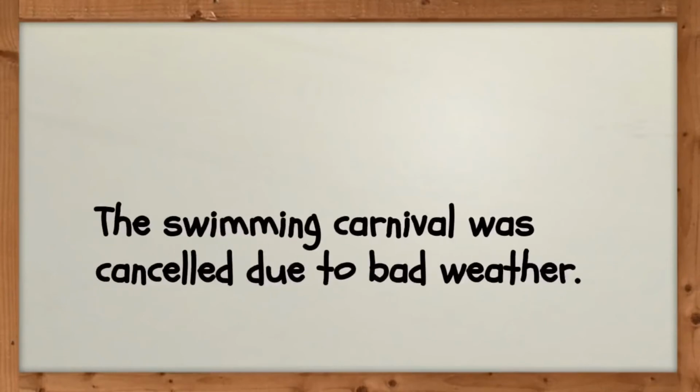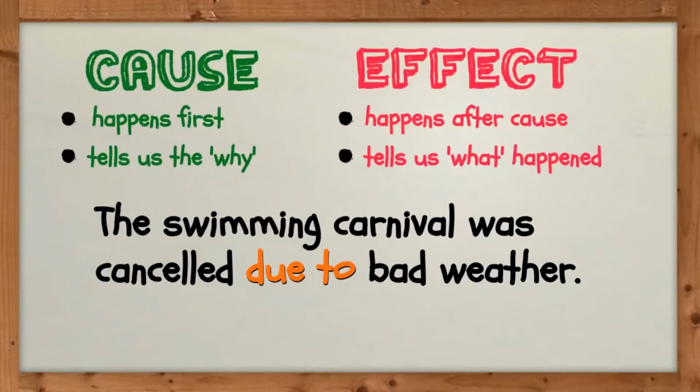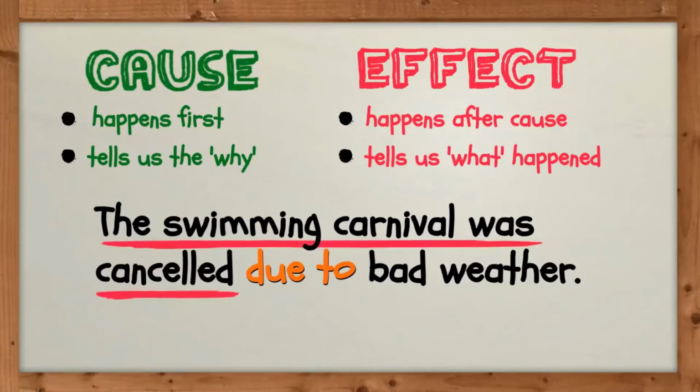Let's look at this sentence. Can you find a signal word or phrase? The swimming carnival was cancelled due to bad weather. The signal phrase is due to. What is the cause and what is the effect? See if you can work it out. How did you go? The cause is the bad weather because it was the event that happened first, and it tells us the why. The effect is the swimming carnival being cancelled because it happened after the cause and it tells us what happened.